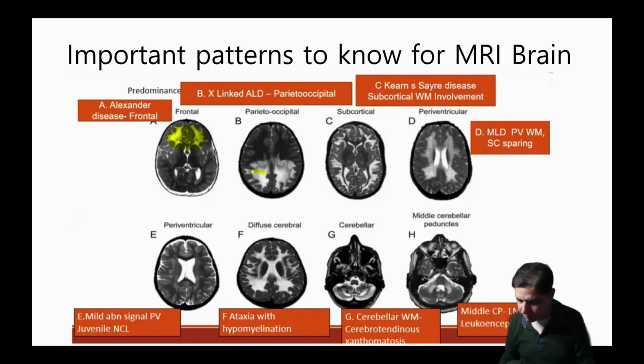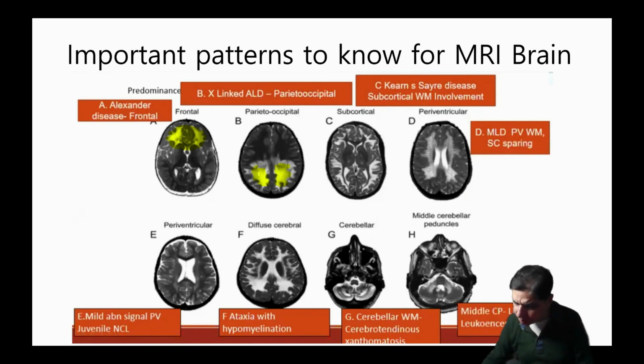If there is parieto-occipital involvement, posterior, remember, I can simply say A comes at the front. So A would be at the front. So frontal means Alexander. X-linked adrenoleukodystrophy, because X comes at the end. So this is the end of the brain, the parieto-occipital area. So if the parieto-occipital area is predominantly involved, you are dealing with X-linked adrenoleukodystrophy.